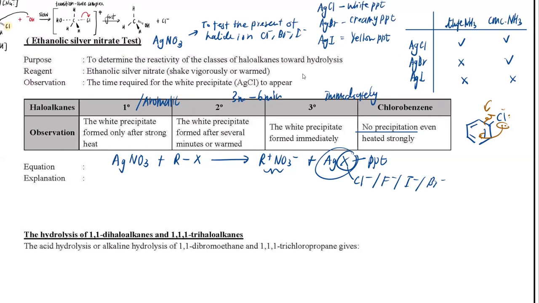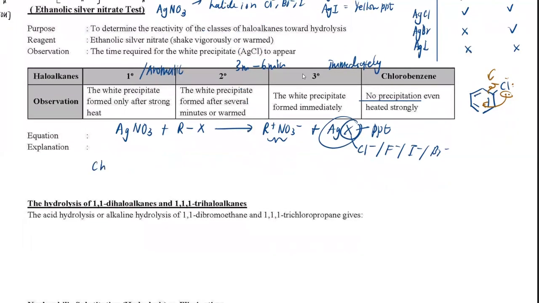As for the explanation of why chlorobenzene does not give any precipitate, it is because chlorobenzene or other aromatic benzene compounds have resonance structure.